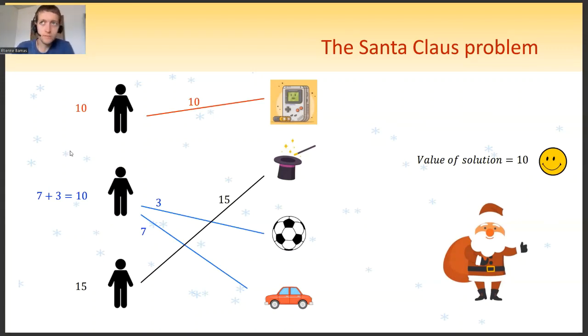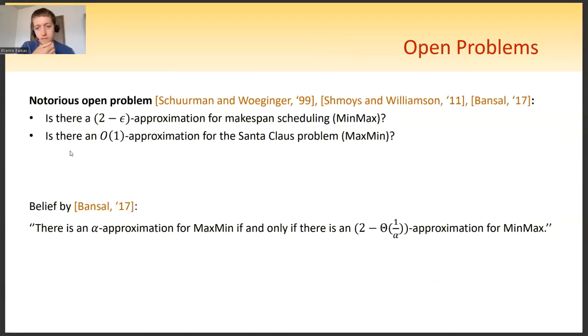So why do we care about this problem? First, it's a very basic notion of fairness, one of the simplest to explain from scratch. Also, there's an important open problem about this max-min problem: can you get a constant factor approximation for the Santa Claus problem? There's a very related problem in which we swap the two. Santa Claus was maximizing the minimum; if you want to minimize the maximum, it's called makespan scheduling on unrelated machines. There's also a long-standing open problem to give a better than 2 approximation.